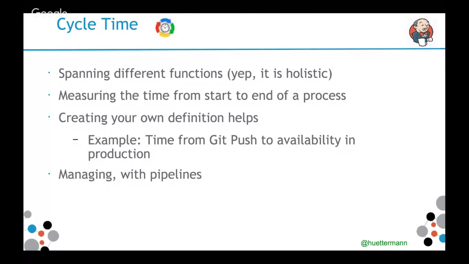So the cycle time is up to your definition, but very often it is the time measured from initial Git push, for example, until this triggered change is available on production systems, and also available to the end user, right? And so it's really crucial to have a good cycle time, and you can manage and visualize those cycle times with pipelines.